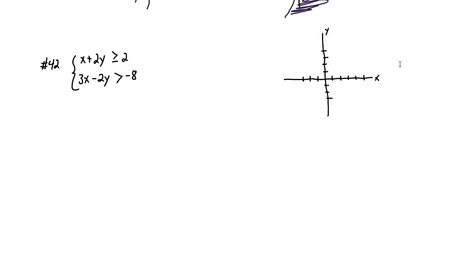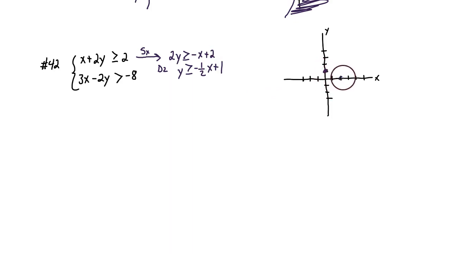Number 42, we have a system of inequalities. Let's graph both boundary lines and then figure out where to shade them. Let's transform the first inequality to slope-intercept form by subtracting x from both sides. We get 2y is greater than or equal to negative x plus 2. Now divide by 2 on both sides. Y is greater than or equal to negative 1/2 x plus 1. Let's graph that. Y-intercept at 1 and a slope of negative 1/2.